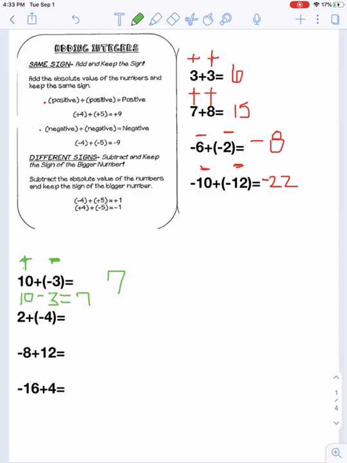Okay, on to the next one. We have a 2 plus negative 4. Well, this is a positive 2 and a negative 4.